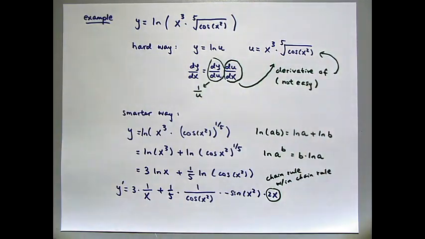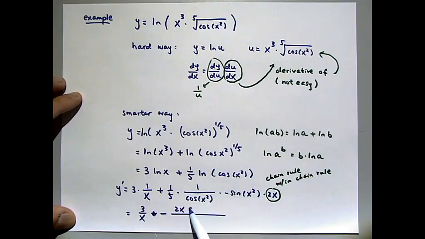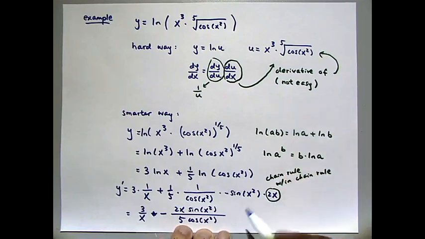Okay, so it looks pretty complicated, but the good thing is essentially this is done. You can simplify a little bit, but other than that, there's really not much left. 3 over x plus, well, minus, sorry, right? Minus, what do we want to do? About 2x sine of x squared over 5 cosine x squared. Or 3 over x minus 2 over 5x, and this is really tangent of x squared. Okay, so there it is.